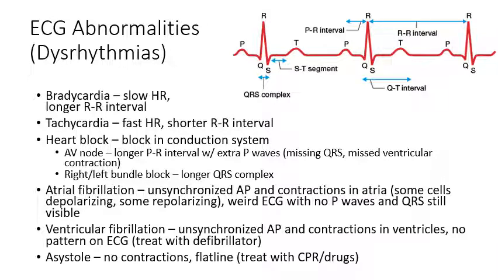In ventricular fibrillation, which is much more serious, the unsynchronized action potentials are occurring in the ventricles, which means that the cardiomyocytes in the ventricles are not contracting at the same time, and you're not going to see any identifiable pattern on the ECG at all. That is very serious because if the cardiomyocytes are not contracting at the same time in the ventricles, then you're not going to have a strong contraction, and the result is that you're not able to pump enough blood out of the heart to supply the body.